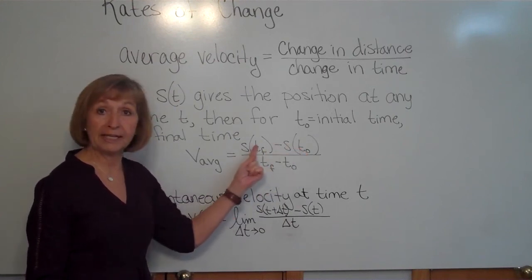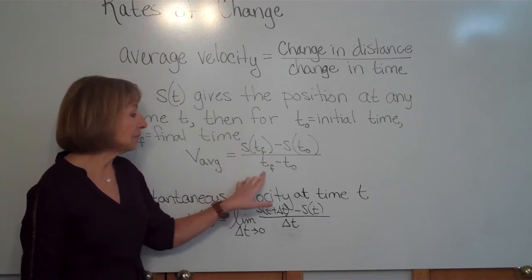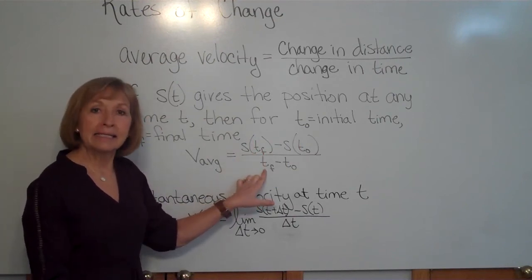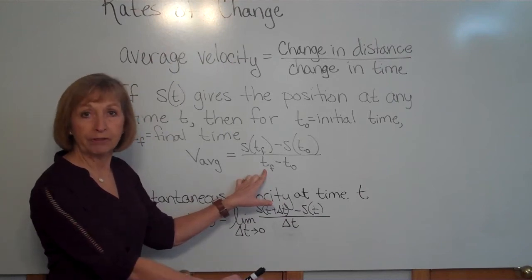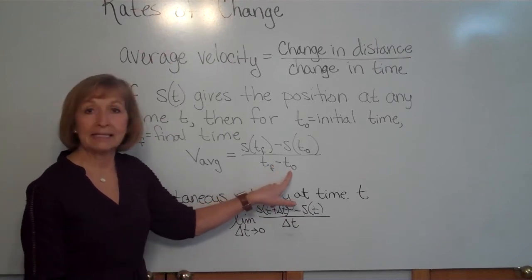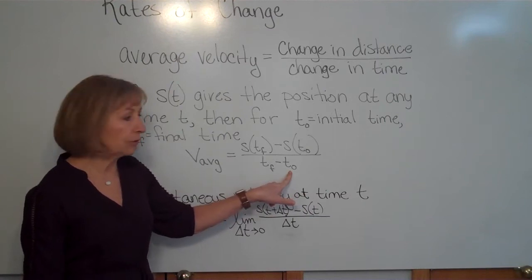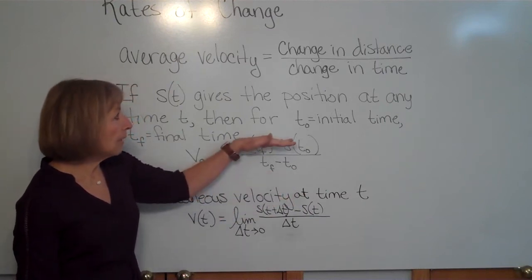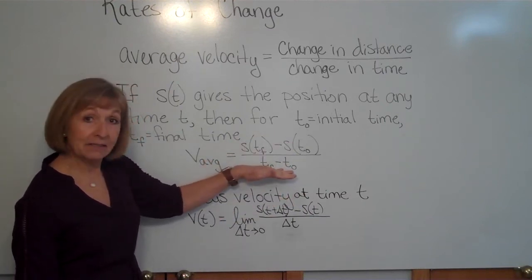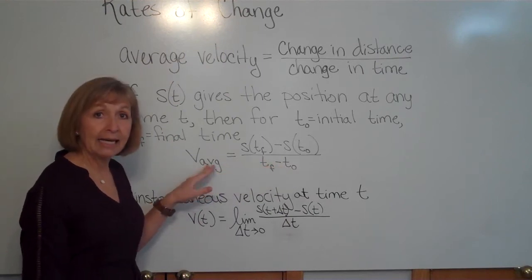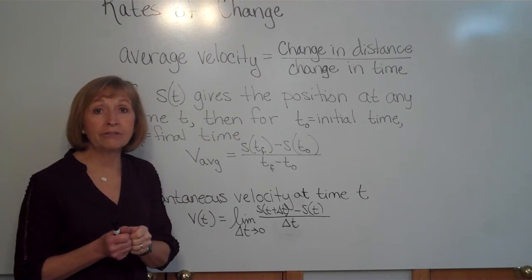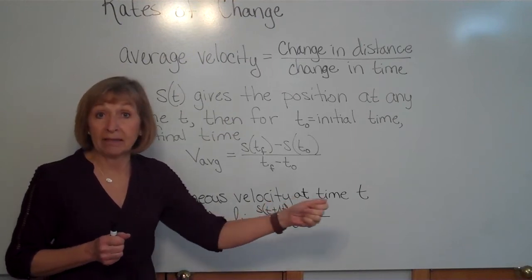So there's your change in distance divided by t sub f, the final time, so that's what your watch said when you finished your trip, minus t sub 0, what your watch said when you began your trip. So again, we have our change in distance divided by our change in time to get our average velocity. And it's important to remember that average velocity is over a span of time.